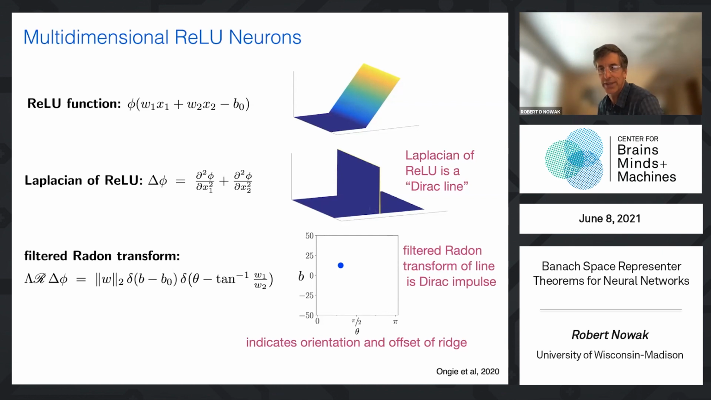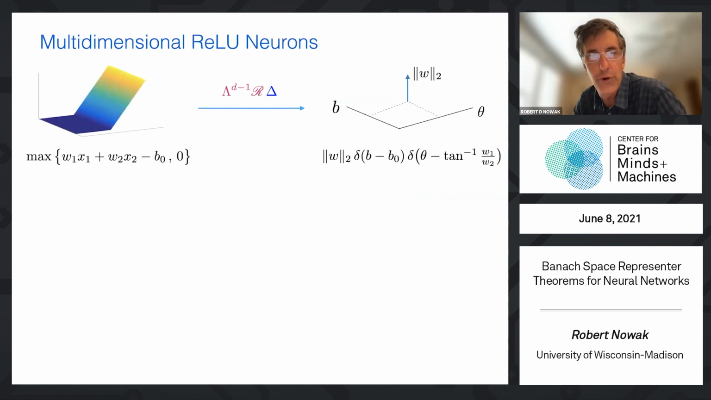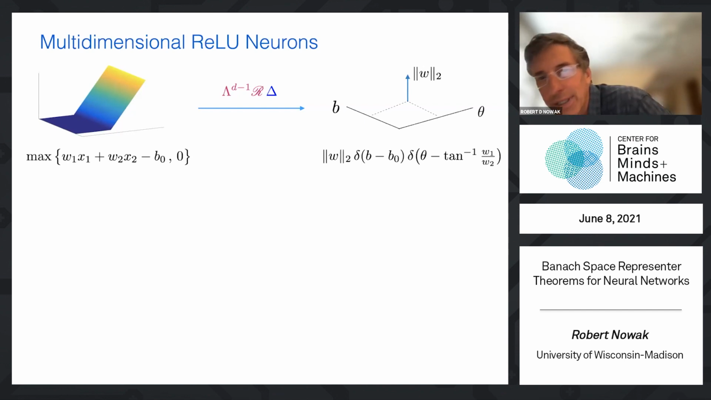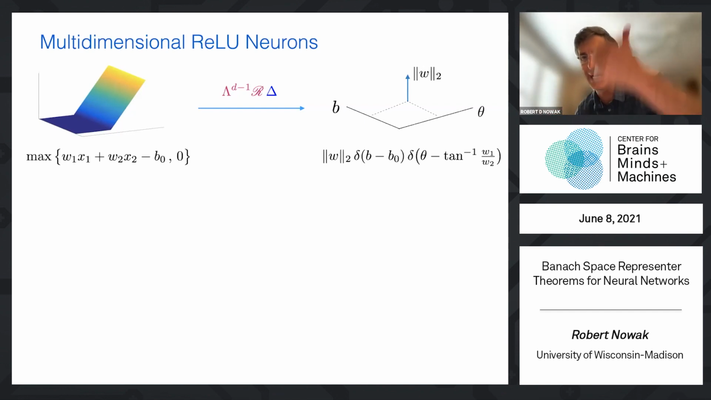This idea of using the Radon transform like this first appeared in a really great paper by Greg Ongie and his collaborators just about a year ago. So here's what's going on. We have a ReLU activation function. We take the second derivative, that's the Laplacian, the blue delta. Then we apply the Radon transform, that's the part in magenta. What pops out is a Dirac impulse whose location tells us the bias and orientation, and whose height tells us how steep the slope is of that ReLU activation function. It's the 2 norm of the weights.